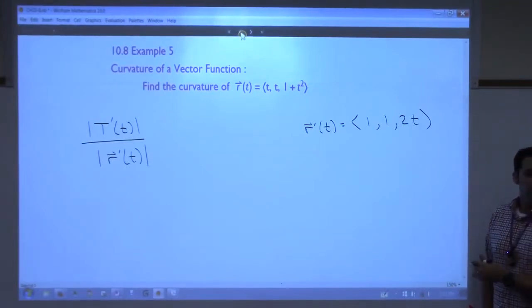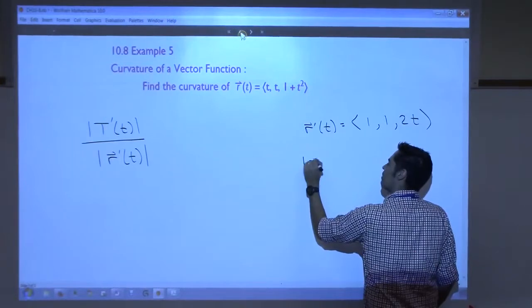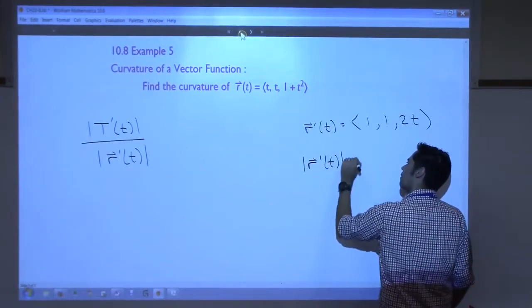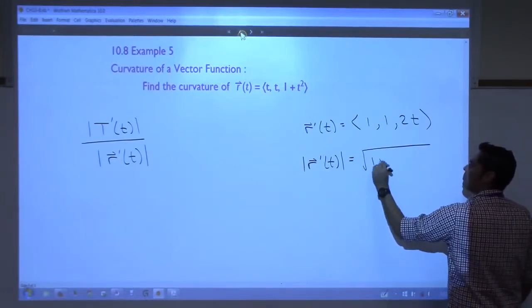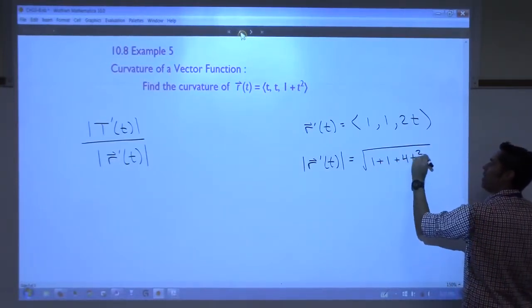I need the magnitude of this. What's the magnitude of this? Square root of 1 plus 1 plus 4t squared.